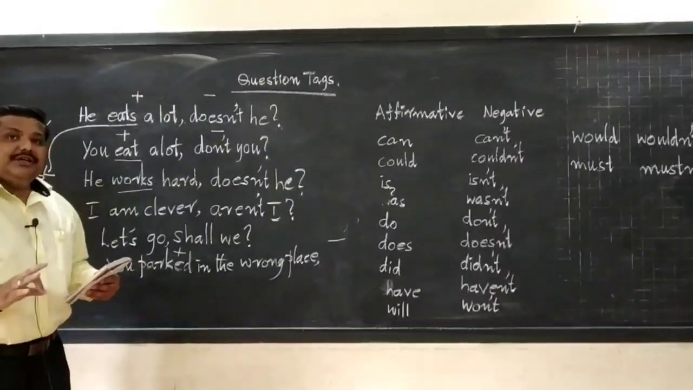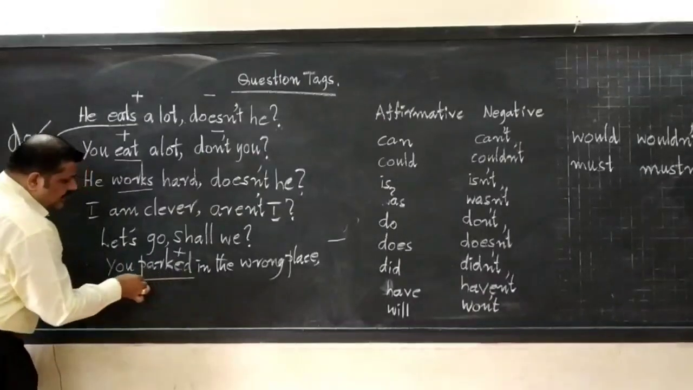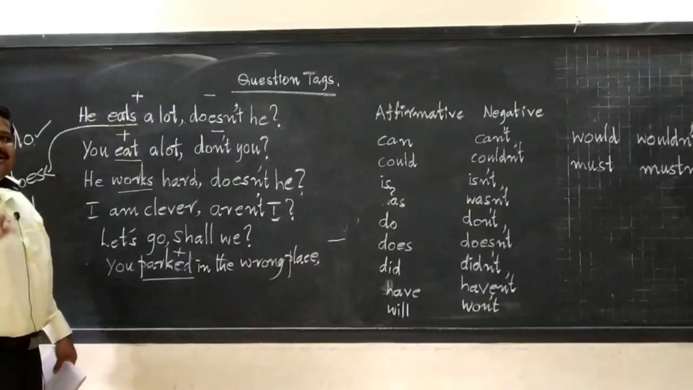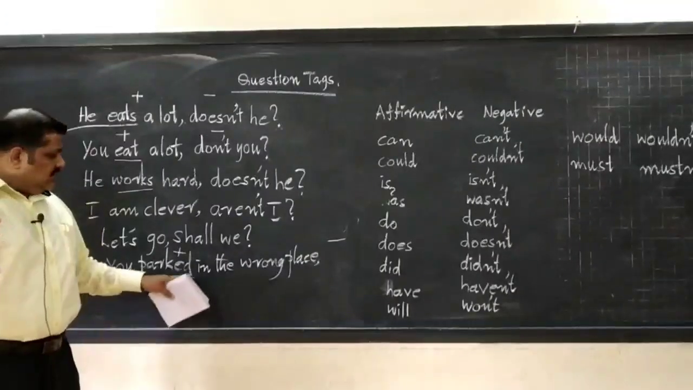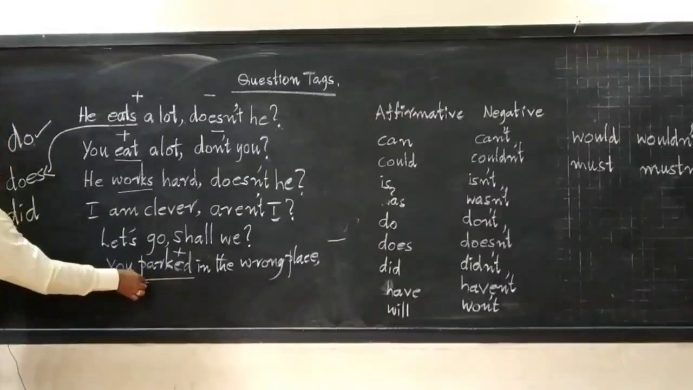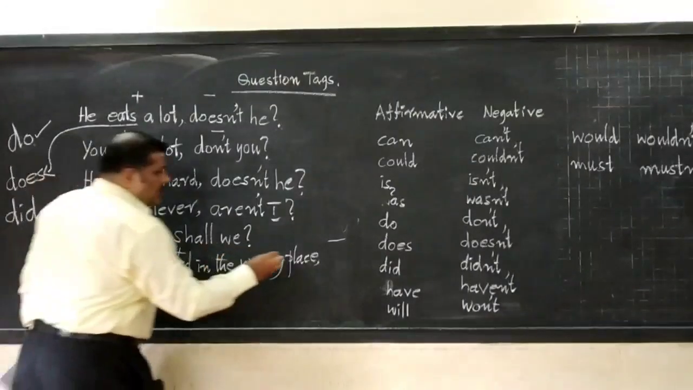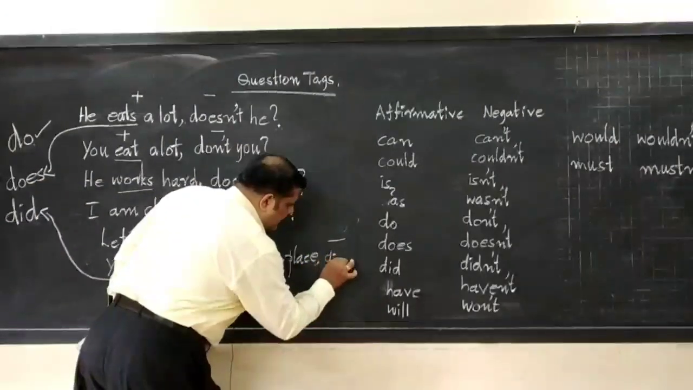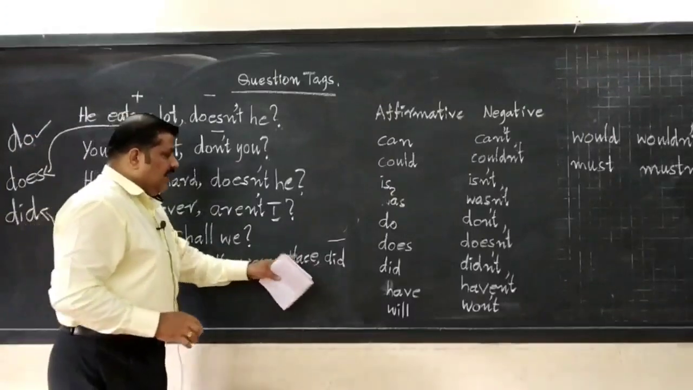What is the verb here? What is the action word here? Parked. What is the tense of this word? Present tense, simple present tense or past tense? Since it ends with ed, it is past tense. You are matching it with did, past tense. So, which magic word are you going to pick? Did. So, write this word here. Did. You parked in the wrong place.